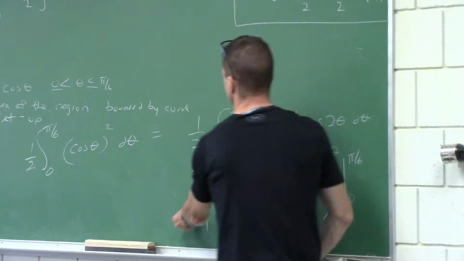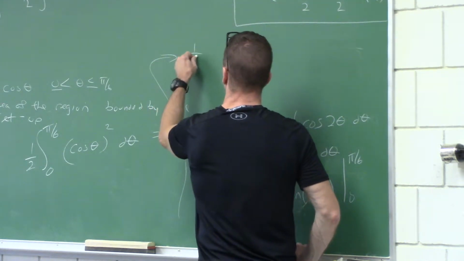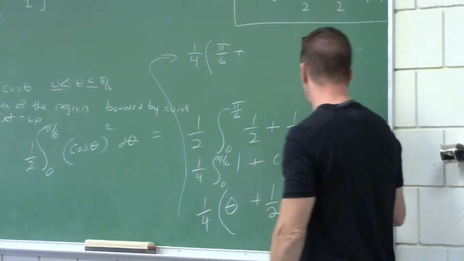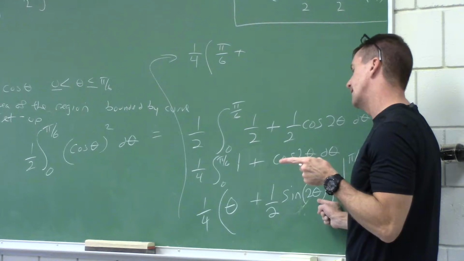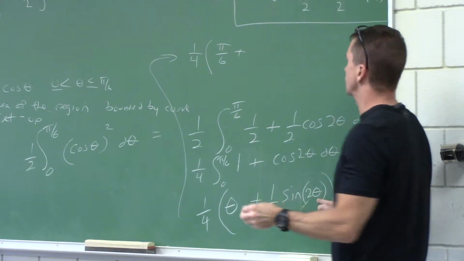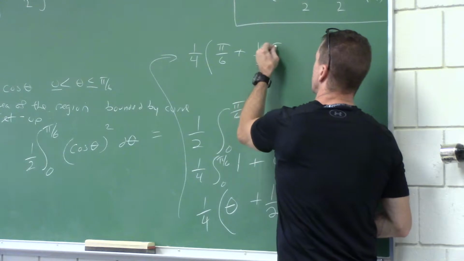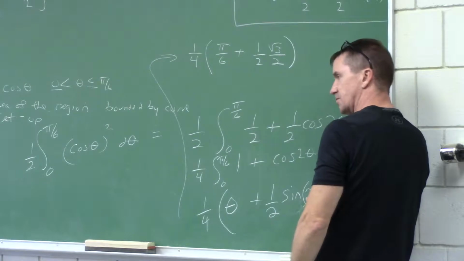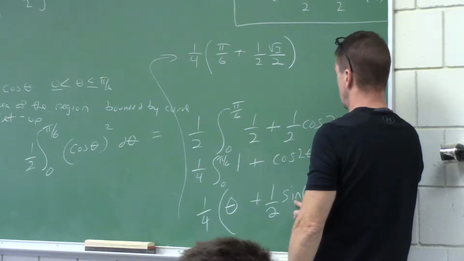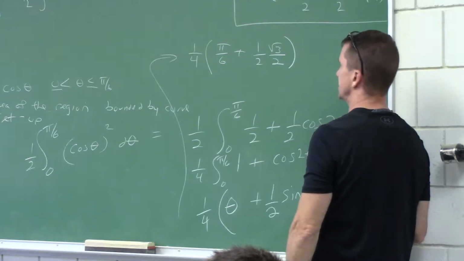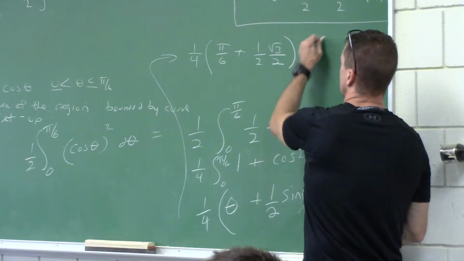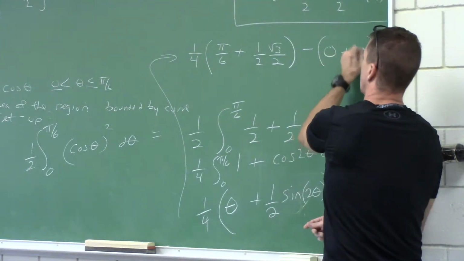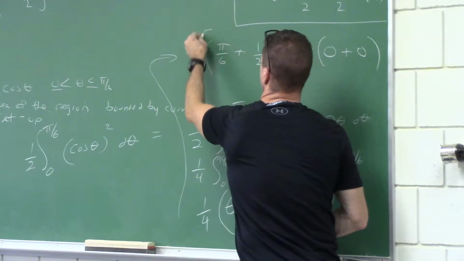I get 1/4 of pi over 6 plus, what's 2 times pi over 6? Pi over 3. What's the sine of pi over 3? Root 3 over 2. Square root of 3 over 2. So when I have 1/2 times sine of this would be pi over 3, and I get square root of 3 over 2. Now I gotta plug in the zeros. Well, good news when you plug in zeros. What's a 0 here? And what's the sine of 0? 0.